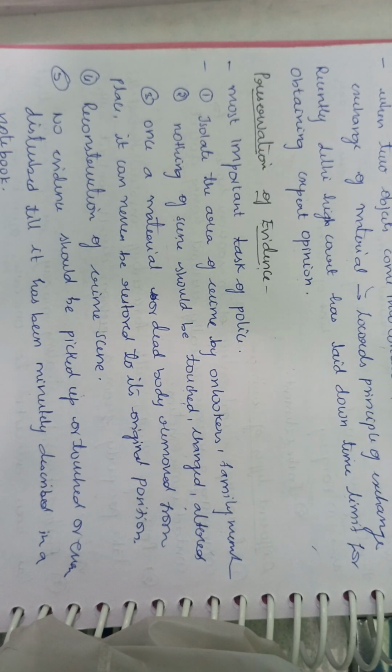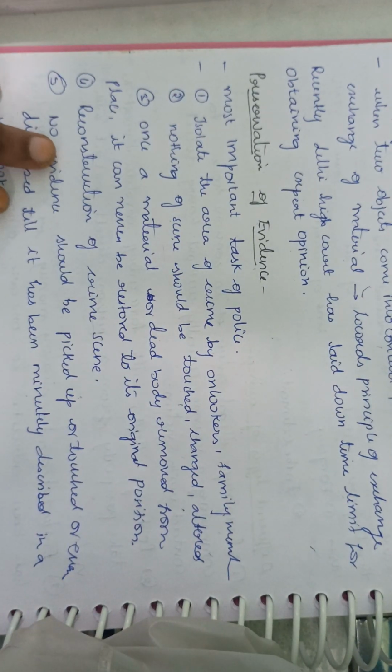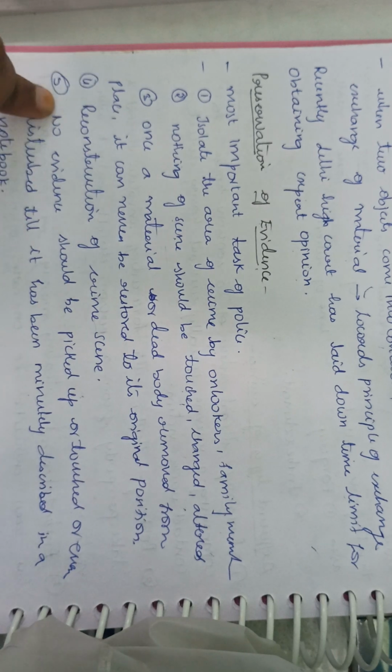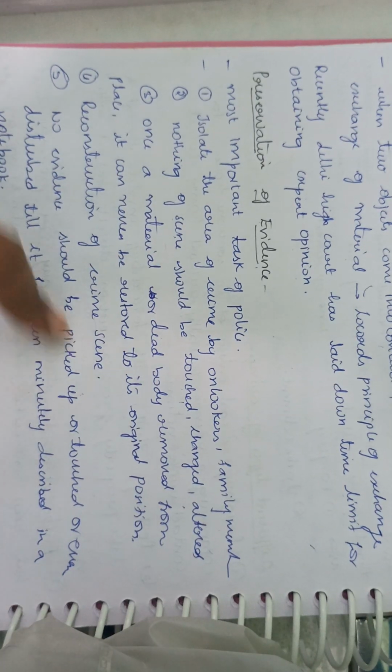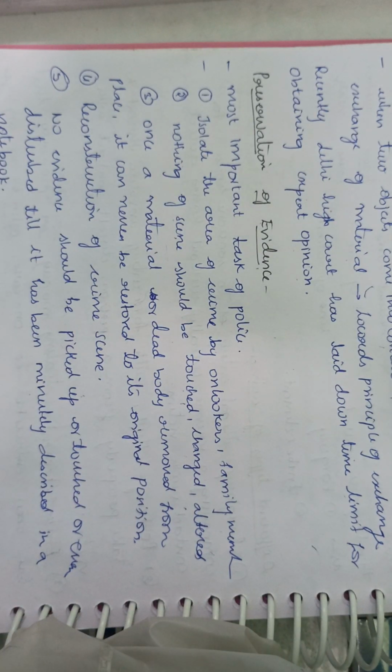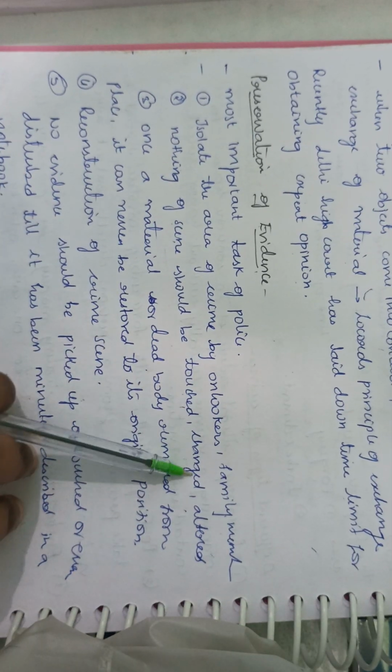First and foremost is to isolate the area of the crime from onlookers or family members. You know, right? There will be so many curious people walking around, just curious what had happened there, and they contaminate the crime scene. So the contamination of the crime scene is the first major disadvantage. So they have to isolate the area of the crime from onlookers and from the family members too. Then nothing of the scene should be touched, changed, or altered.